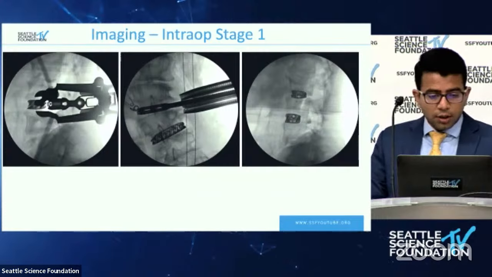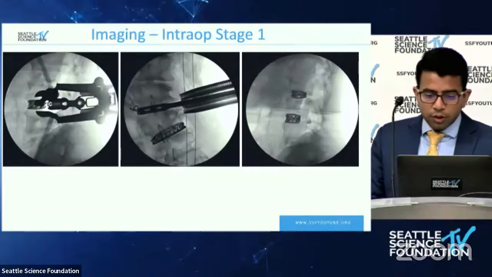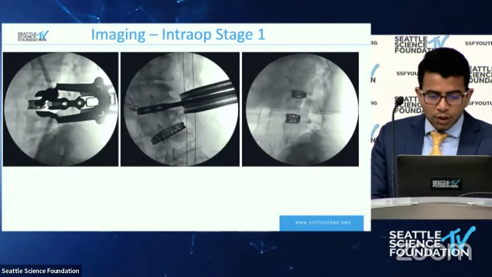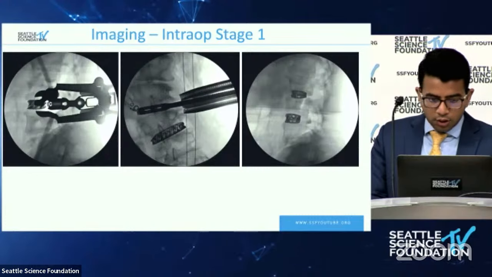So we brought him to the operating room and we staged it. This is XLIF stage 1, where we did 2-3 and 3-4 XLIFs. We got nice cages in, and this procedure went without any issues.